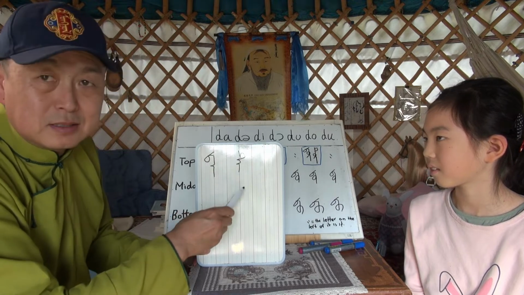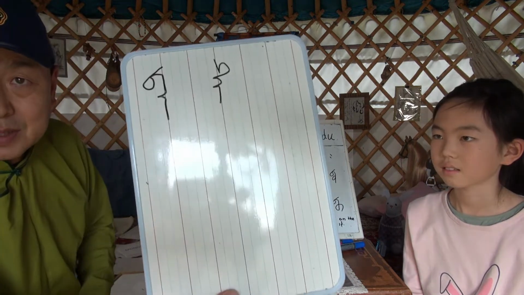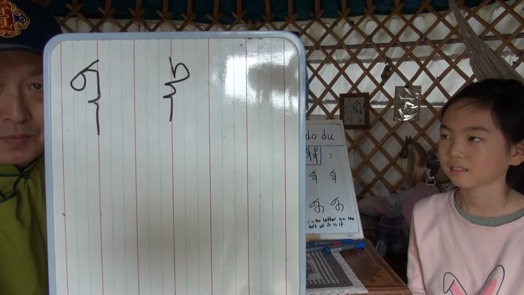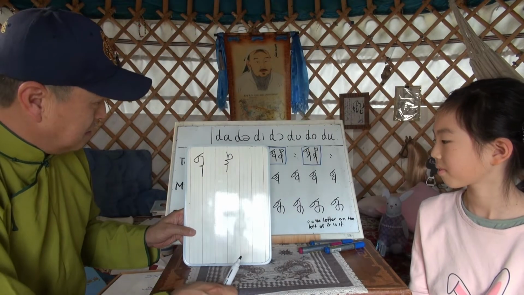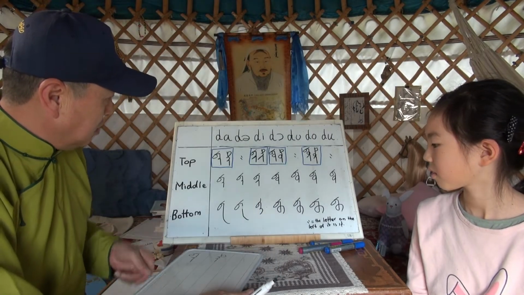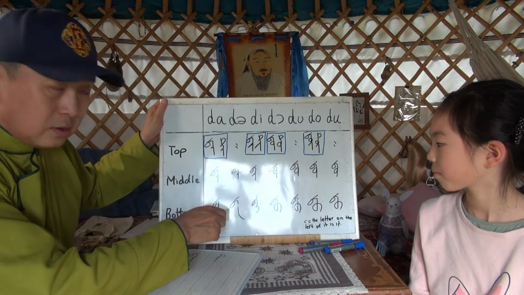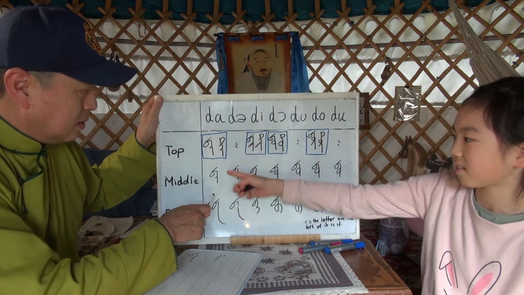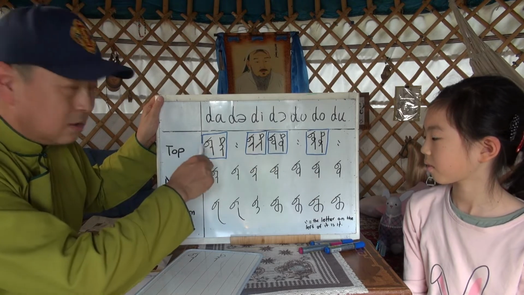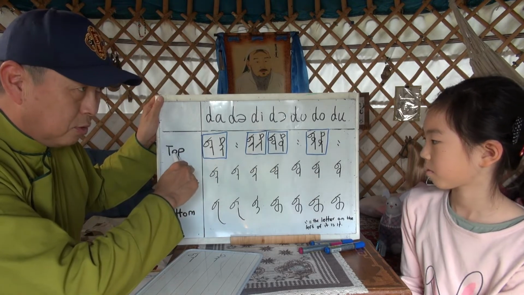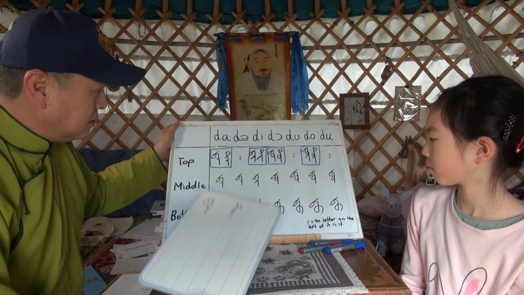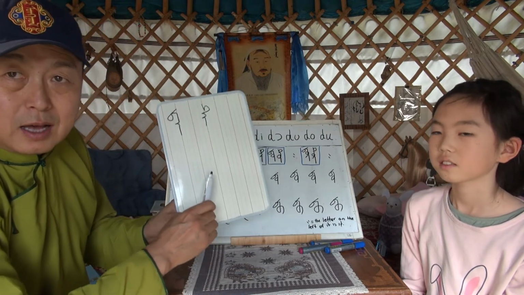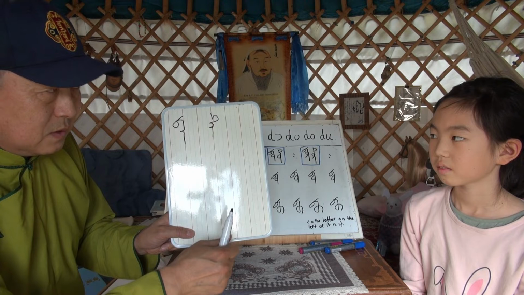It's the same as da. Da and ta, no, da has two shapes. Da at the top is like this, in the middle, and then the bottom is exactly the same as ta. So today we're going to focus on this top form. So this is da. Da has two shapes, and the other is exactly the same.